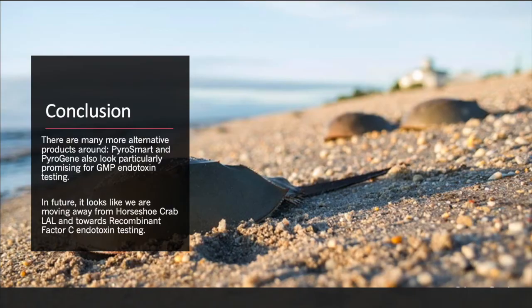So in conclusion, there are many more alternative products around. It's not just these two that I mentioned. There are a lot of great products out there that are alternatives to the traditional LAL test for detecting endotoxins. Pyrosmart and Pyrogen also look particularly promising for GMP endotoxin testing. And in future, it looks like we're moving away from horseshoe crab LAL and towards recombinant factor C endotoxin methods, or at least adapted methods using reduced LAL.